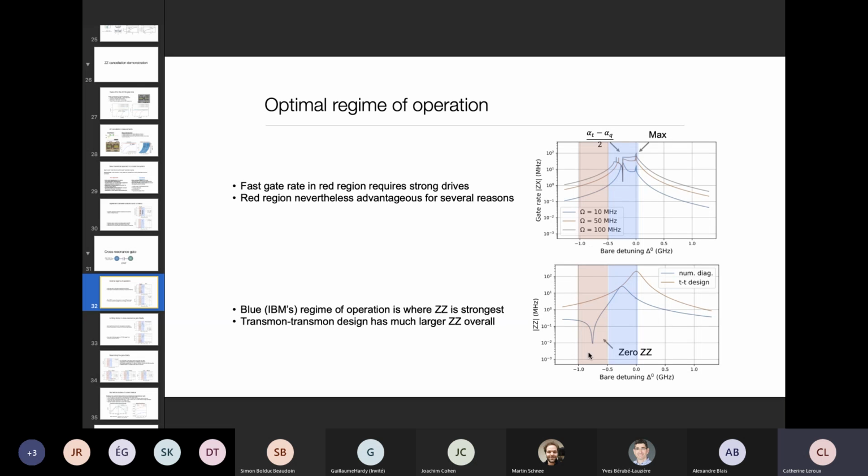And we also find that in our regime, the ZZ can be suppressed to almost close to 0 as compared to the standard regime of operation. You also see the theoretical ZZ for a typical transmon design, and you can see that in the standard regime of operation it can be very strong. All right.